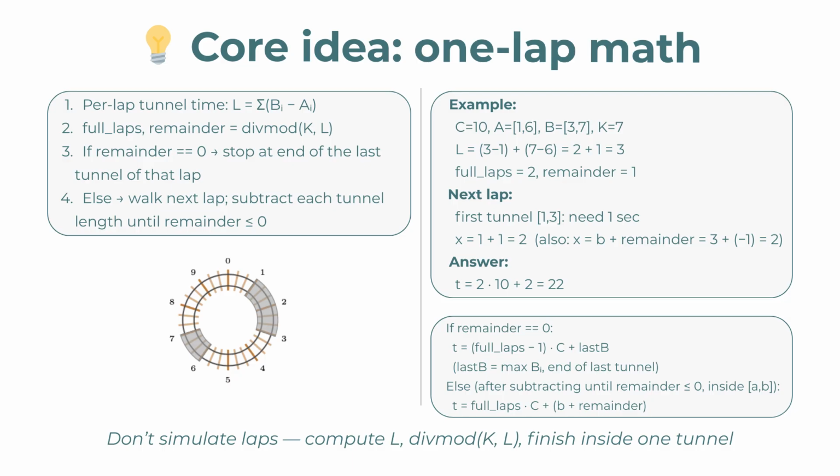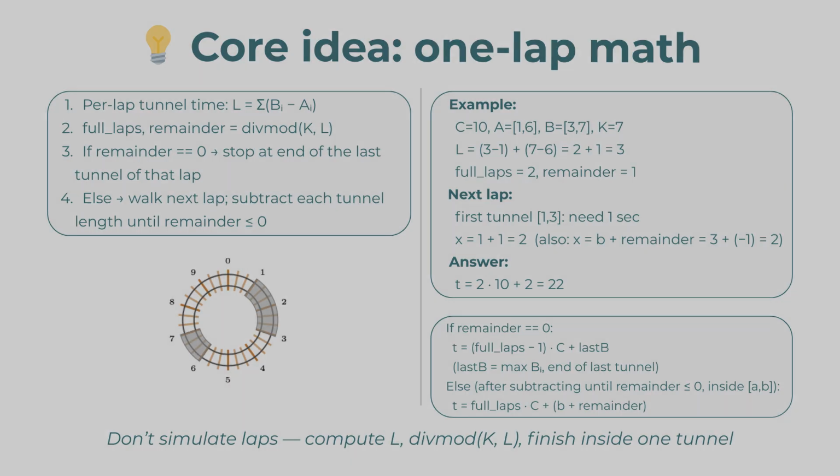Otherwise, on the next lap, subtract tunnel lengths in order until the remainder would drop below 0, and stop inside that tunnel at its start plus r. In our example, that's position 2, for a total time of 22.